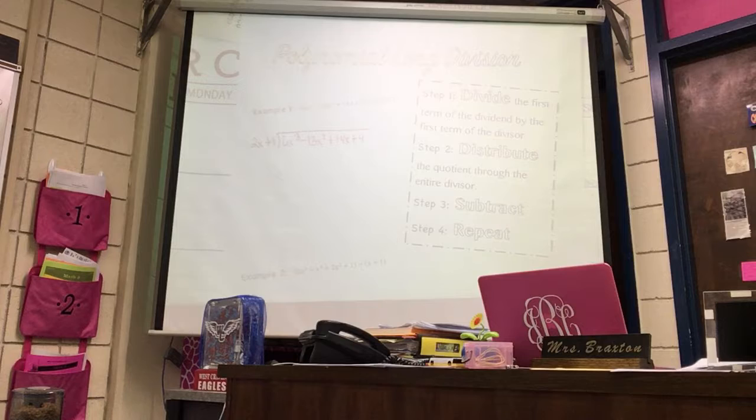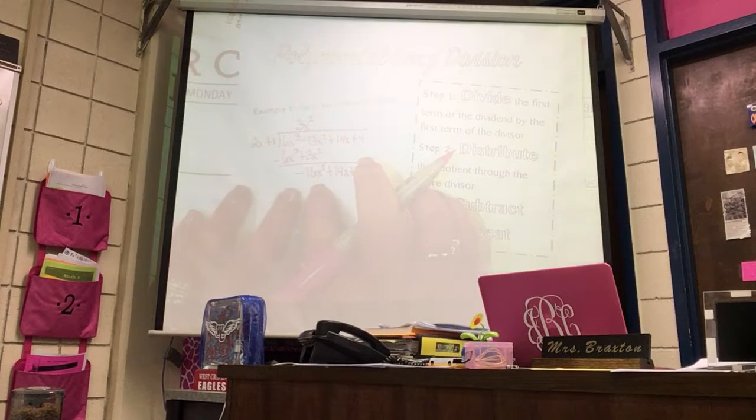Now, we're looking at the first term. So what is 6x cubed divided by 2x? 3x squared. And then I multiply, and I get 6x cubed plus 3x squared. And what do I do here? I'm going to subtract. All right, and so I get negative 16x squared, and I bring the rest of this down.